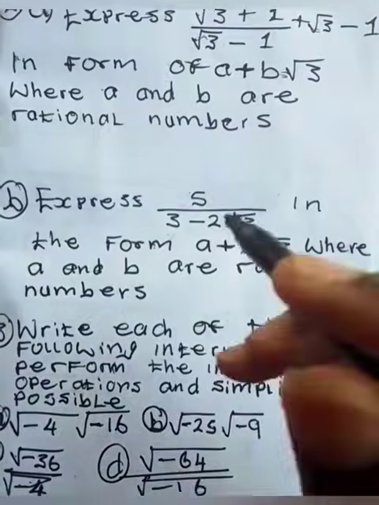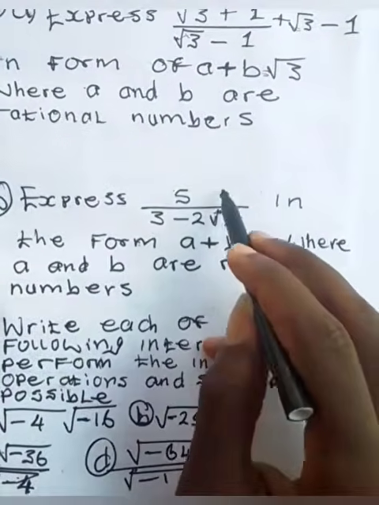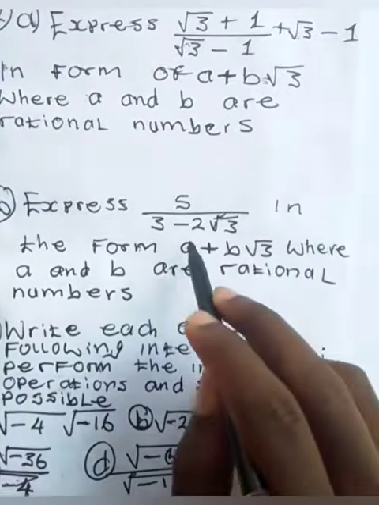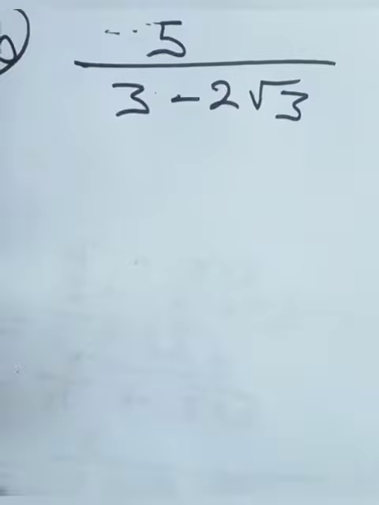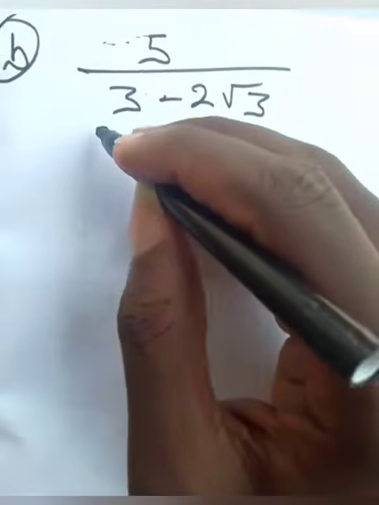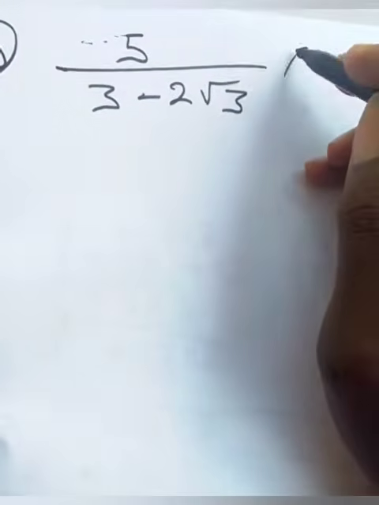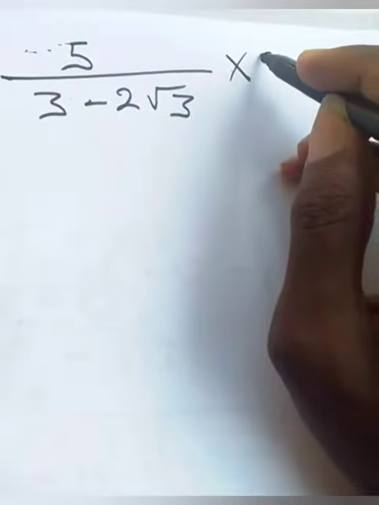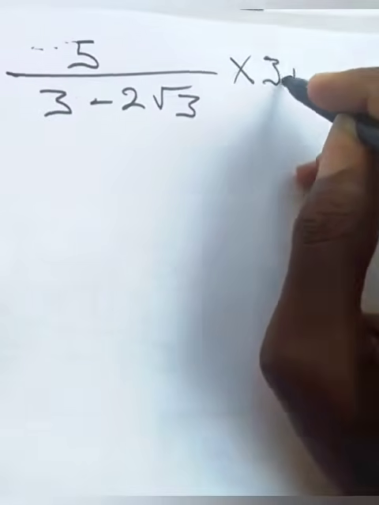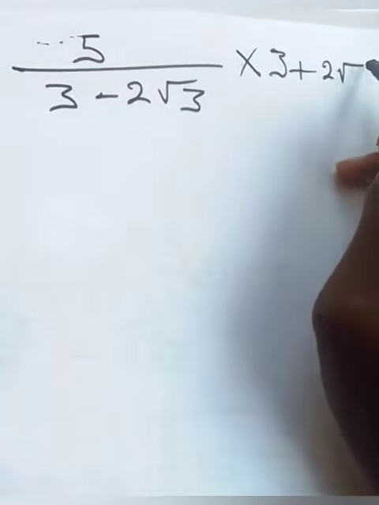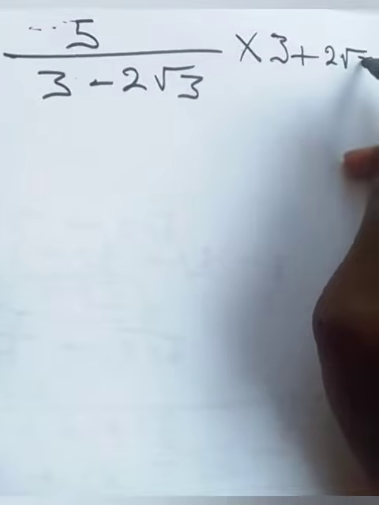Okay, let's look at b. They just want us to express this in the form of a plus b square root of 3. Alright, so find the conjugate. What's the conjugate? The conjugate is 3 plus 2 square root of 3, right?